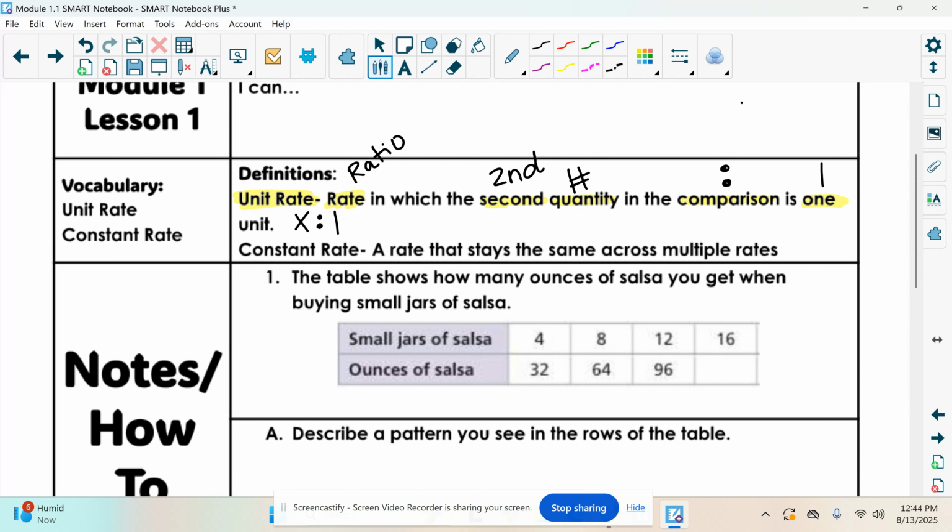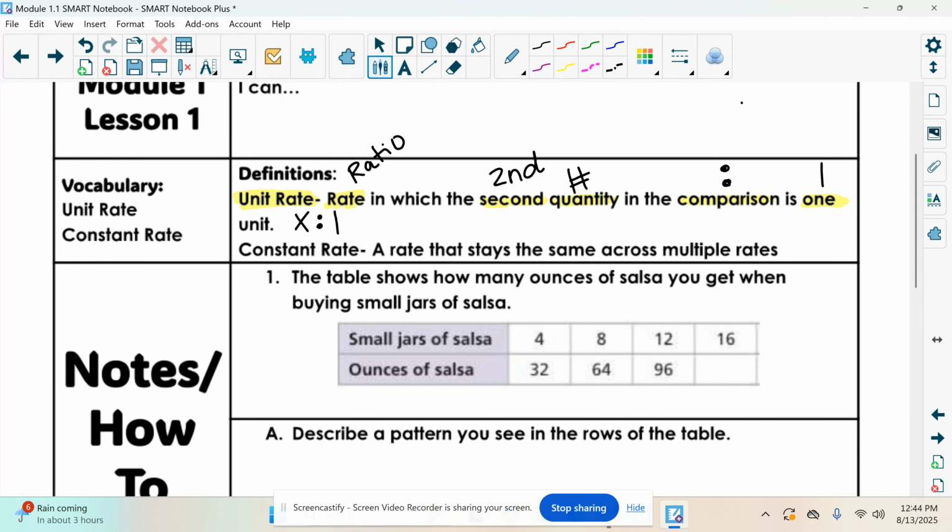Where in the comparison? The ratio is the comparison. Where is the 1 in the ratio when we're talking about a unit rate? The second number in a ratio is 1. So how do we know it's a unit rate? The second number in a ratio is 1.